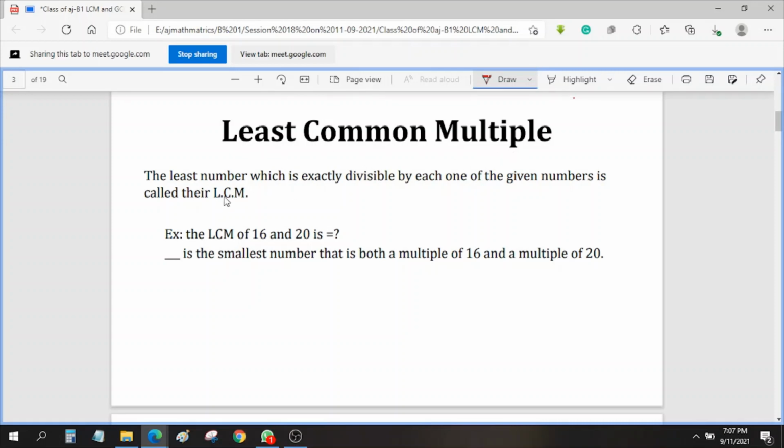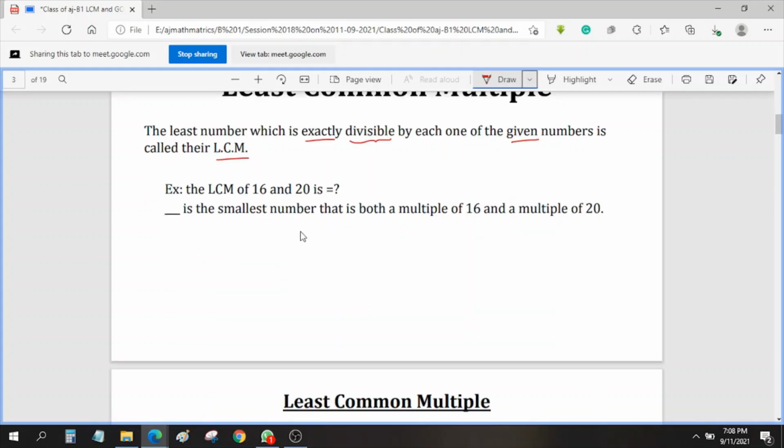So least common multiple. The least number which is exactly divisible by each one of the given numbers is called the LCM. So LCM of 16 and 20. How do we find out the LCM of 16 and 20? First we need to find out the multiples of 16 and the multiples of 20. So first we will go with multiples.